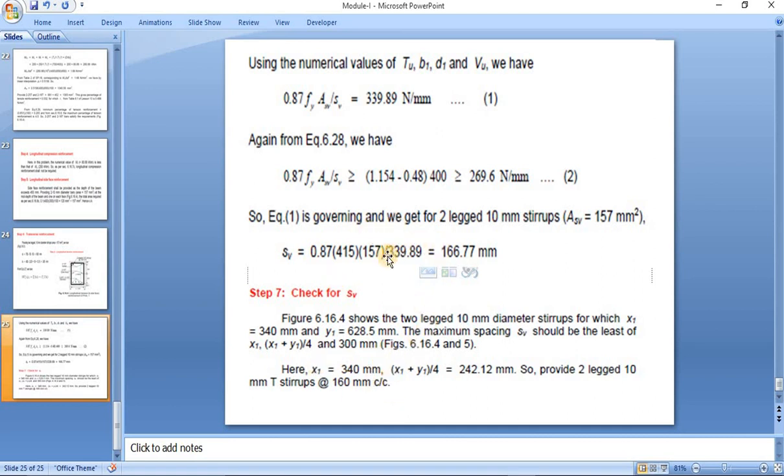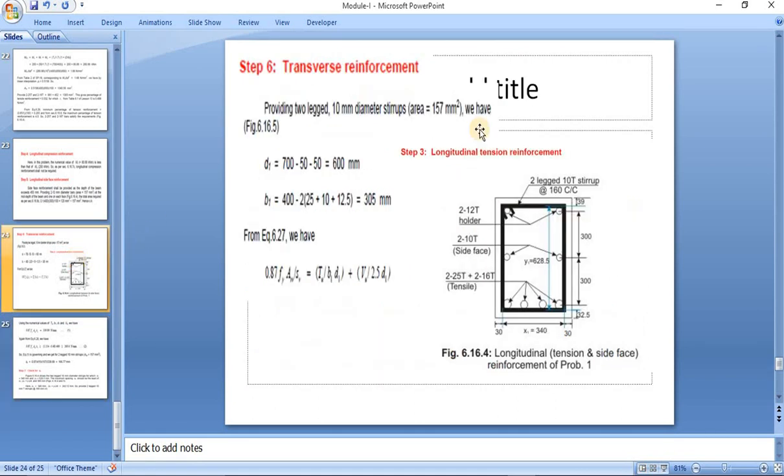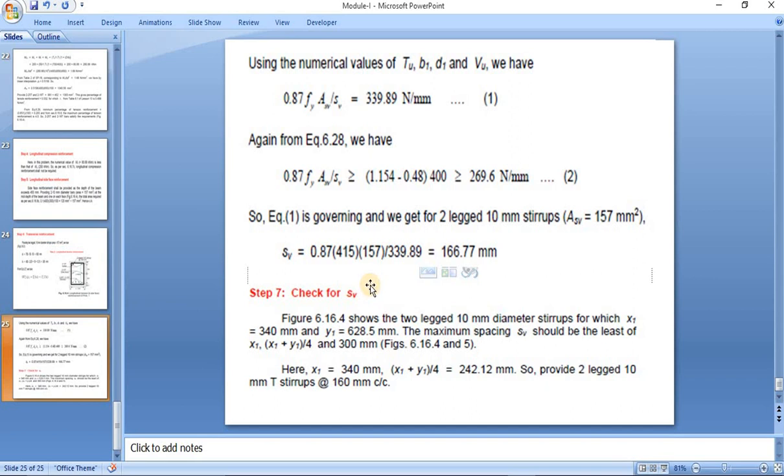You can go through this transverse reinforcement calculation, because I have not explained this in detail, as you have already studied these things previously in design of concrete structure 1. I have explained how to calculate this transverse reinforcement and which values to be considered. You can go through the minimum spacing clauses to calculate this SV. So SV is the minimum of this x1 and this and the obtained value. The obtained is minimum, that is 166.77, so we have provided it as 160 mm center to center.